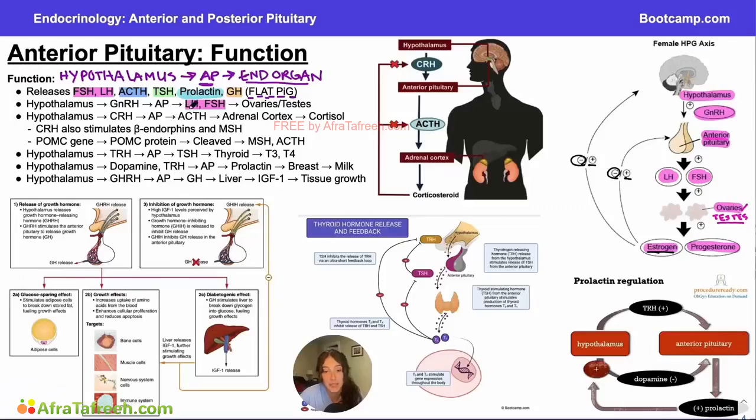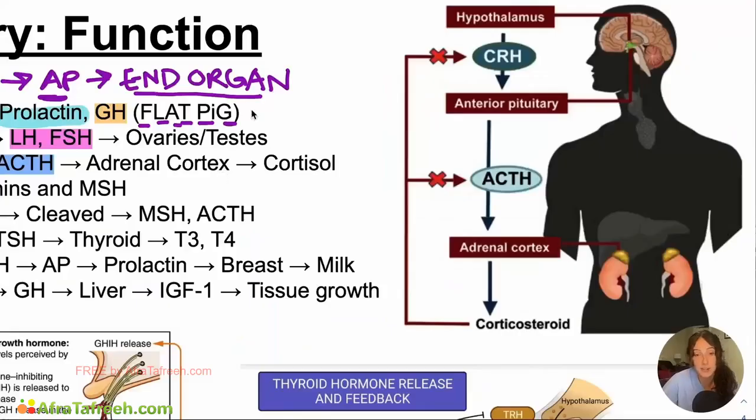Now the next hormone from the anterior pituitary that we're going to talk about is ACTH, or adrenocorticotropic hormone. And if we zoom in over here on our diagram, we can put our pathway into effect. So first we start out with our hypothalamus. Our hypothalamus is going to release corticotropin releasing hormone. Corticotropin releasing hormone is going to travel through that portal system to the anterior pituitary, and our anterior pituitary is going to release adrenocorticotropic hormone like we just talked about.